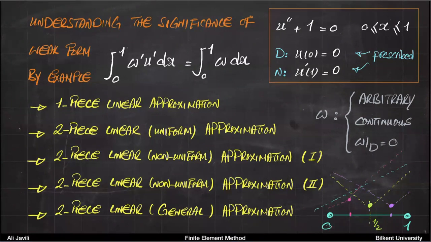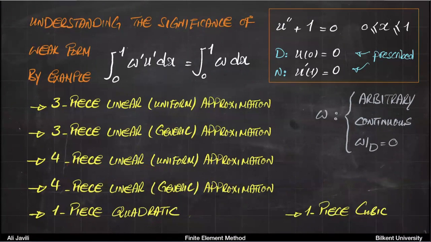The first approximation we played with was a linear approximation, a one-piece linear approximation. And then we started to look into a two-piece linear approximation, which is uniform in the sense that we split the two pieces equally. So the point is exactly in the middle of the domain. And now we want to proceed on that. We talk about two-piece nonlinear, and then two-piece generic, and then we go to higher order approximations. But this is exactly the example we want to proceed with.